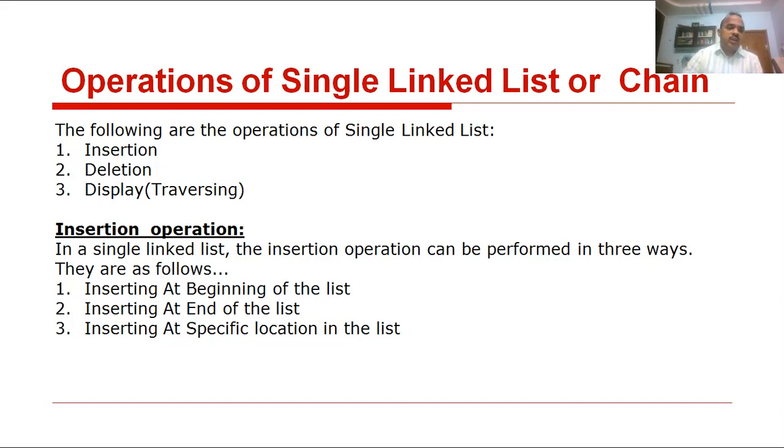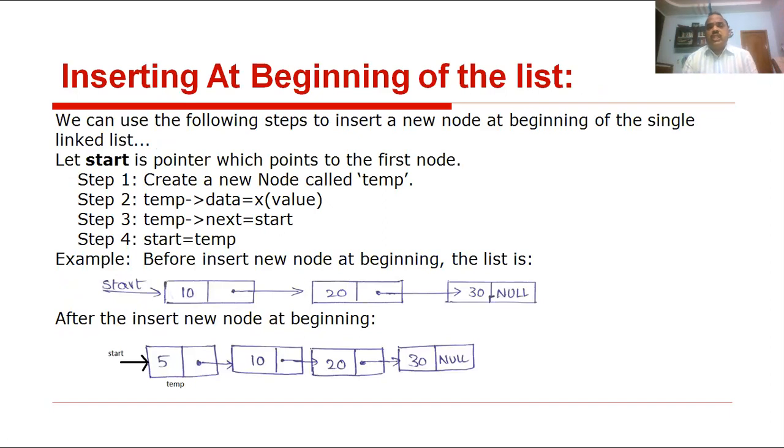So these are mainly three operations in a single linked list: insert, delete, and display or traversing. Insert operations can be done in three ways: at the beginning, at the end, and at a specific location in the list. Clear? To insert at the beginning of the list, we can use the following steps to insert a new node at the beginning of the single linked list.